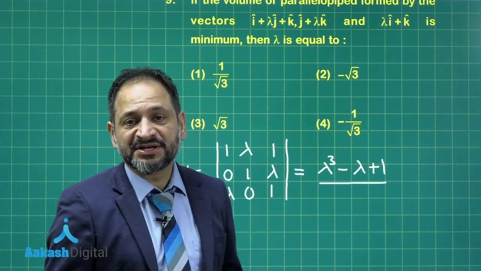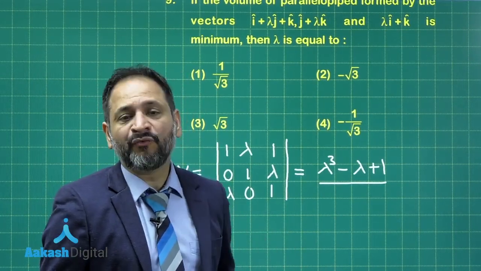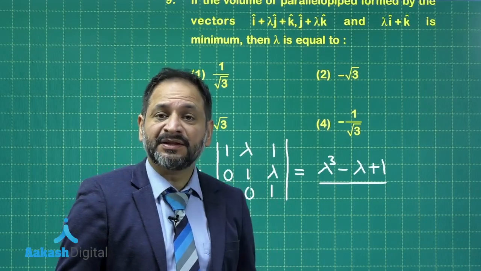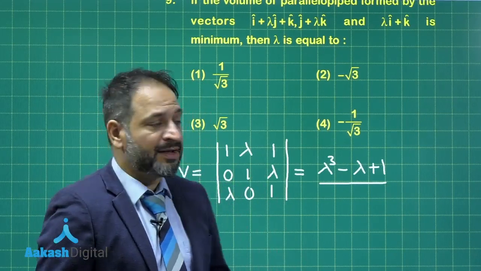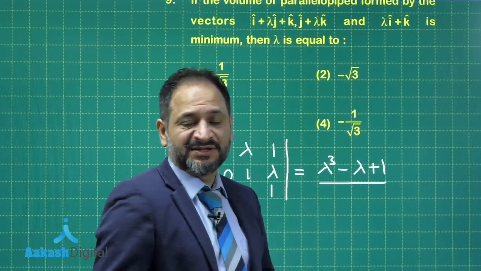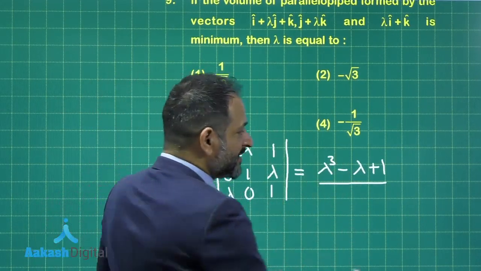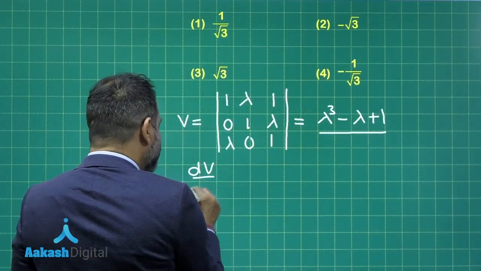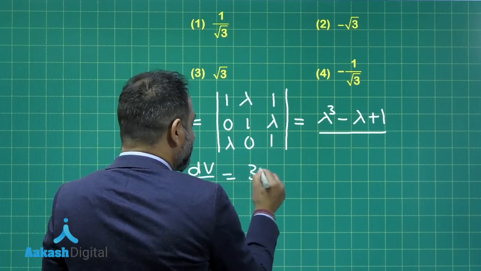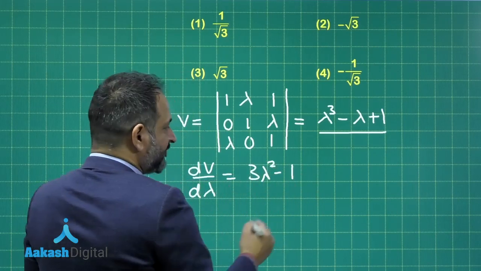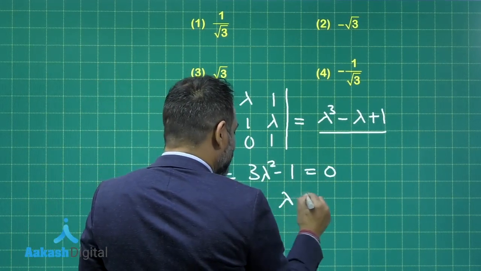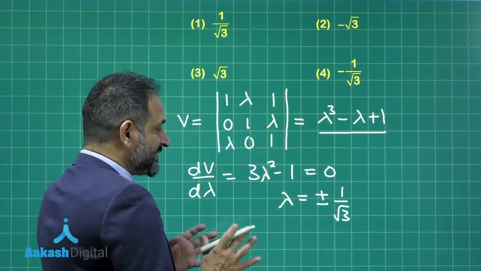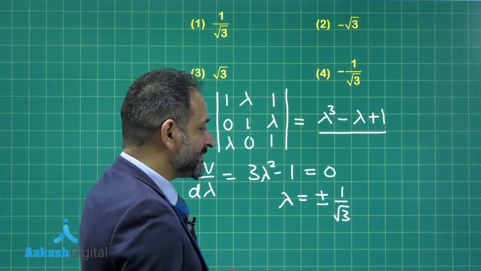Now the concept of differentiation is definitely involved, but you know one thing, that the volume can be 0. If the scalar triple product is 0, then the volume is 0 as well. Let us differentiate this function and see what we get. dV by d lambda is equal to 3 lambda square minus 1. If I equate this to 0, I will get two critical points, plus and minus 1 upon root 3. These are the 2 points where you will get maxima and minima.